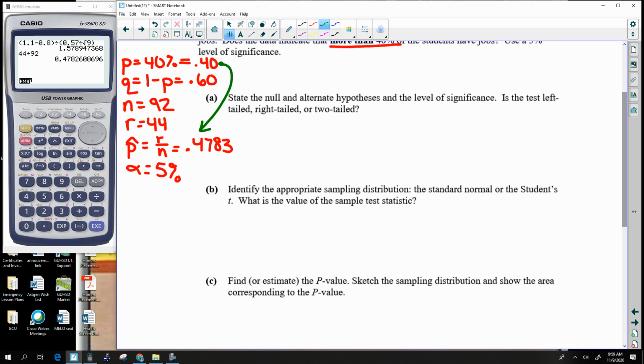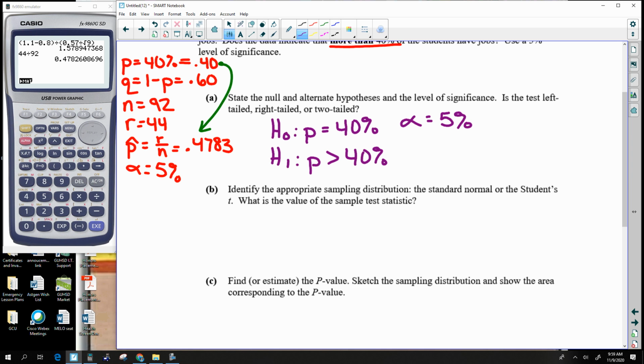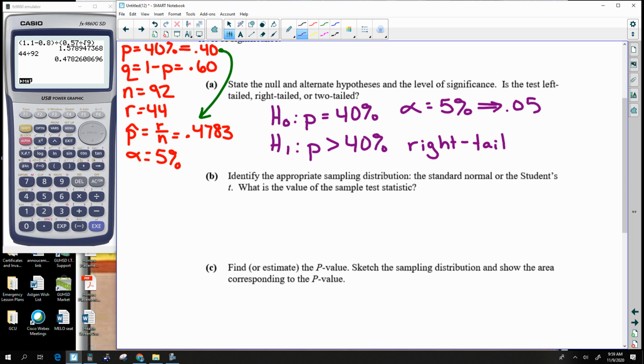All right, so the null hypothesis in this situation is that the probability is 40%. And so our alternate hypothesis is saying, I think the probability is greater than 40%. We are using a 5% level of significance, and this is indicating that this is a right tail. Because this is a probability, we are going to be getting a z-score, which is a standard normal.